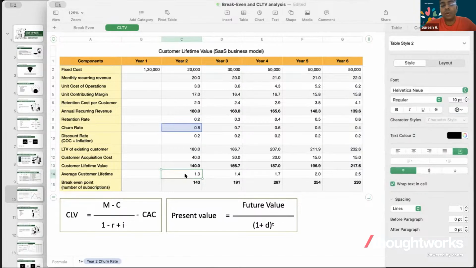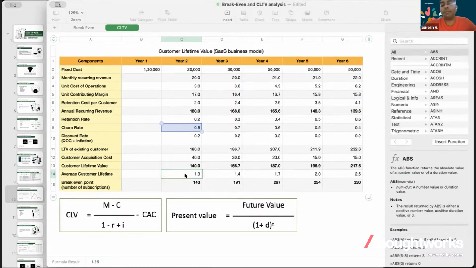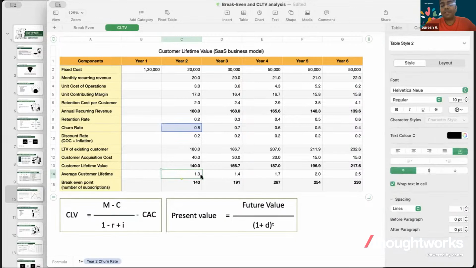I need to know the average customer lifetime as well, and for that I just need to take 1 divided by my churn rate. That tells me that the average lifetime of the customer that I'm acquiring is only 1.3 years. That means I cannot have the customer beyond that time. Even from the 20% of my customers being retained, I'm still able to keep them only for 1.3 years in using the app.